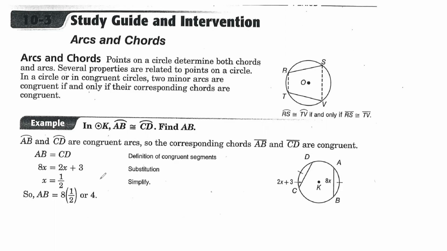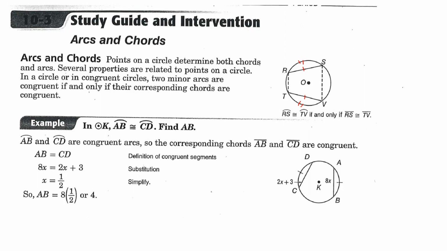The first one is the idea that if we have chords that are the same length, then the arcs they're intercepting are also the same length, or vice versa. So on here, if these 2 chords are congruent, then the 2 arcs are congruent. Or you could say it the other way around. If the 2 arcs are congruent, then the chords that intercept them would also be congruent.